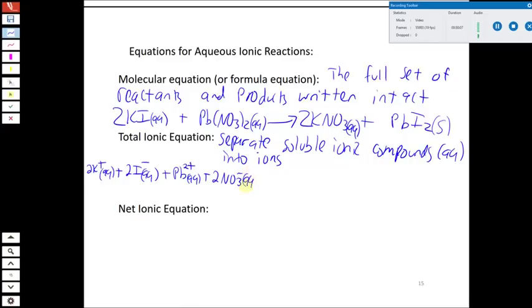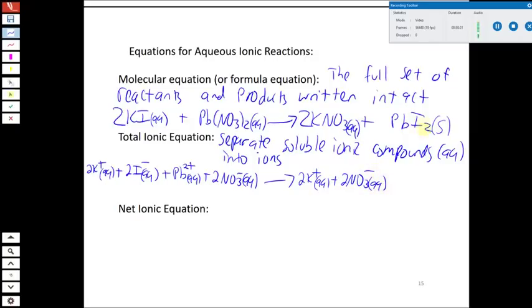So when this dissolves, it makes 2 nitrates, also aqueous. So that's the reactant side. We've separated both of our reactants into their ions for the total ion equation. And then on the product side, we see that our first product here, KNO3, is also aqueous, still dissolved. So we separate that into 2K plus and 2 NO3 minuses. The coefficient of 2 modifies both of those ions.